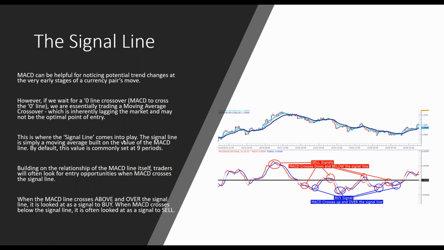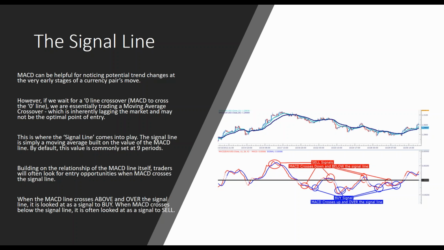So the MACD signal line can be helpful for noticing potential trend changes at very early stages. However, if we wait for the MACD to cross the zero line, we are essentially trading a moving average crossover, which is inherently lagging the market and may not be the optimal entry point. This is where the signal line comes into play. The signal line is simply a moving average built on the value of the MACD line. By default, the value is commonly set at 9 periods. So we had 12 and 26, now we have 9.